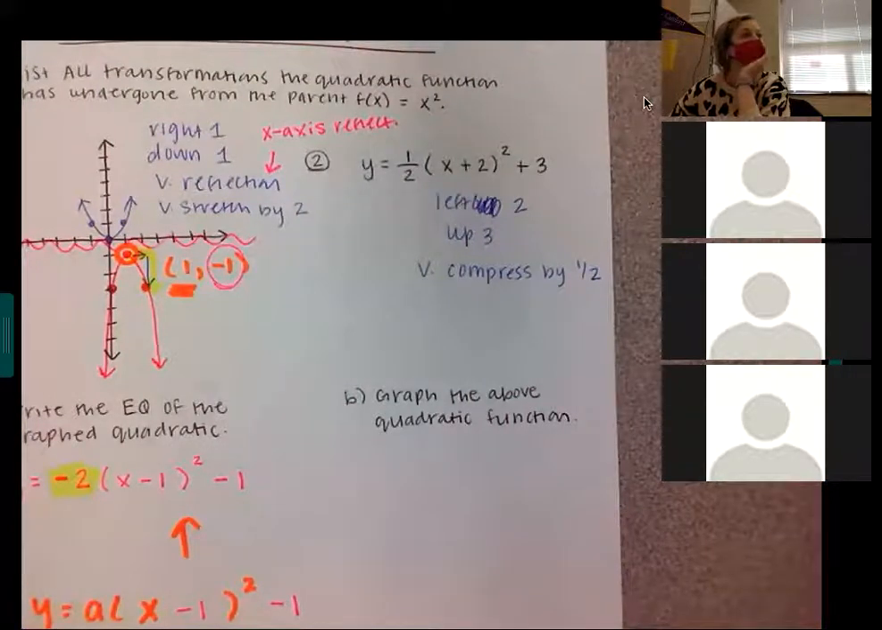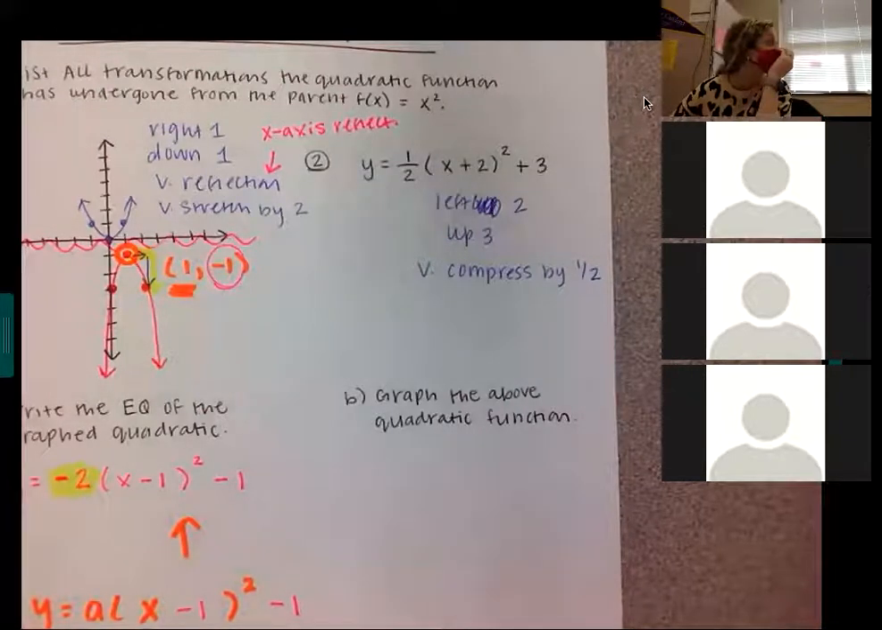So I did on the test, the transformation parts are multiple choice, and I made them tricky. There's one that says vertical compressed by 2. There's one that says vertical stretch by 2. There's one that says vertical stretch by 1/2. So you have to know if it is a fraction less than 1, it is a compression, okay? Any questions on the transformations for number 2?